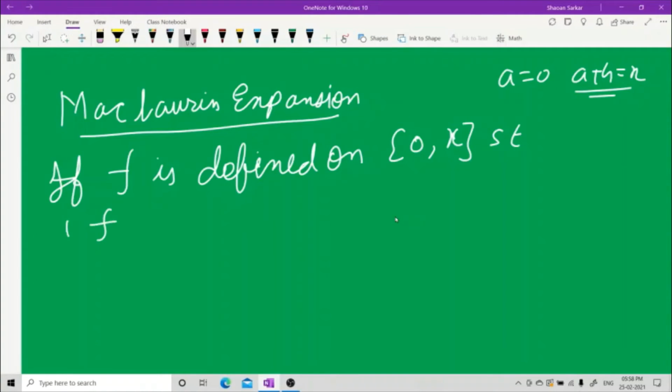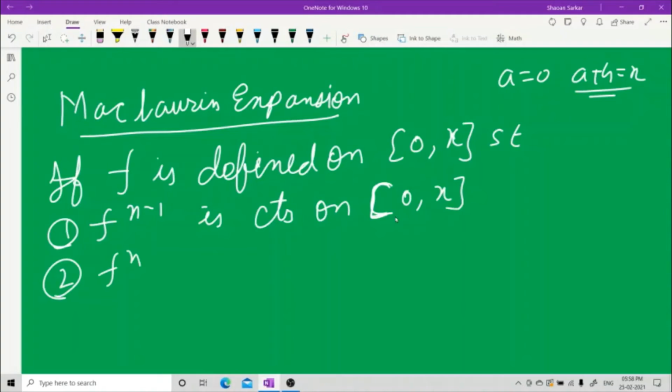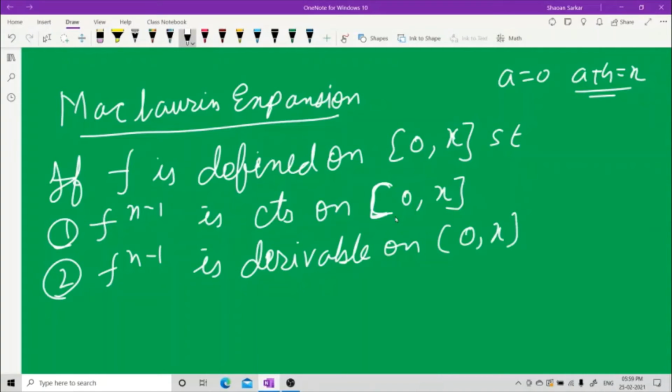Such that fn minus 1 is continuous on the closed interval 0 comma x, and second, fn minus 1 is derivable on the open interval 0 comma x. There exists a theta belonging to 0 comma 1 such that, now instead of f of a plus h, you write x.